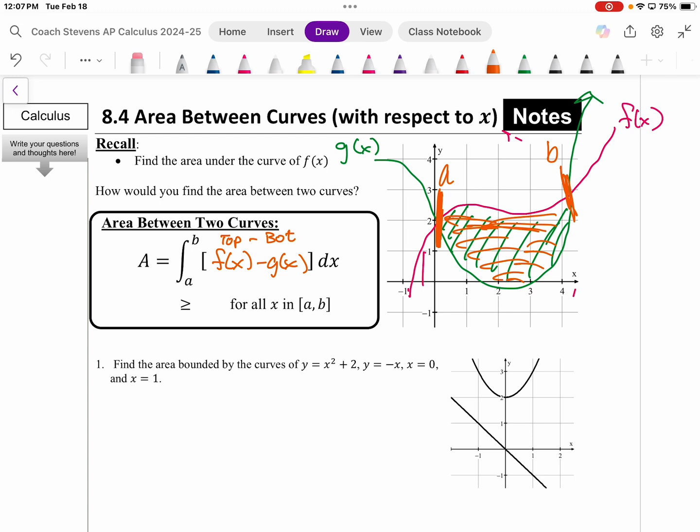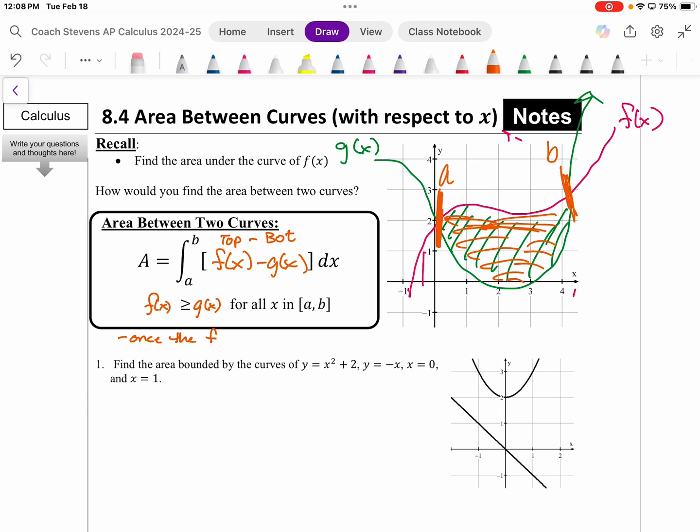The challenge is that, depending on the equations they give us, they may overlap multiple times. Anytime we change which equation is on top and bottom, we have to change how we do things. We set up multiple integrals, and we'll get an example of that a little later. So I put a little note here: this is where f of x is greater than g of x for all x in the closed interval from a to b.